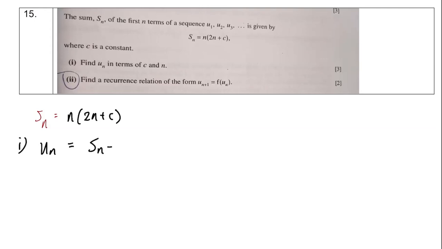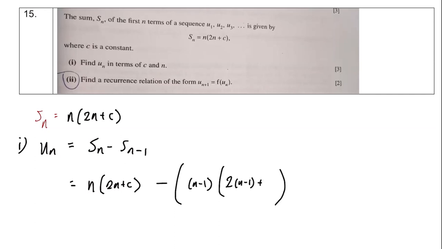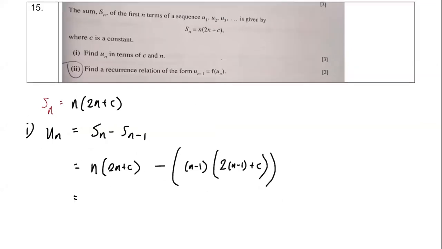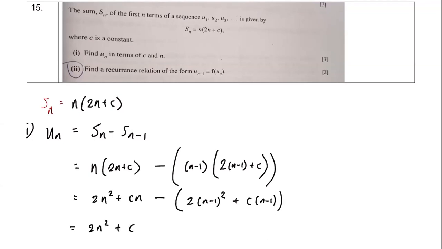So straight away, you must know the formula, Sn minus Sn minus 1. So you just take n times 2n plus c. That's Sn. Subtract away, sub in n with n minus 1. So n minus 1 multiplied by 2 times n minus 1 plus c. Close the bracket. Okay, expand this out. What do you get? Maybe I'll just multiply in the bracket first. So 2n squared plus cn minus away 2 times n minus 1 squared minus away c times n minus 1.